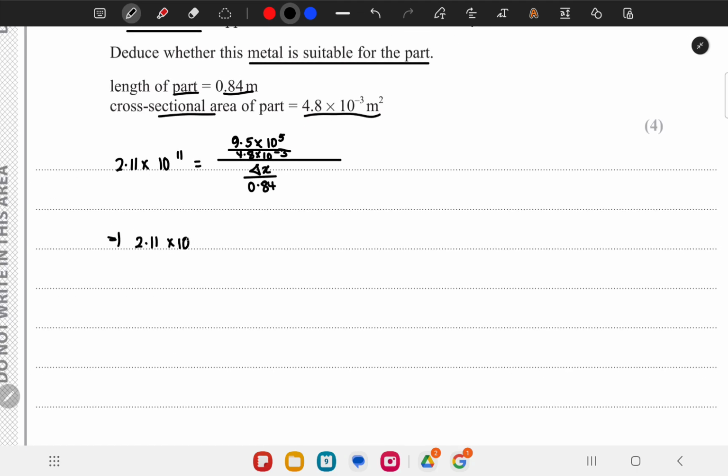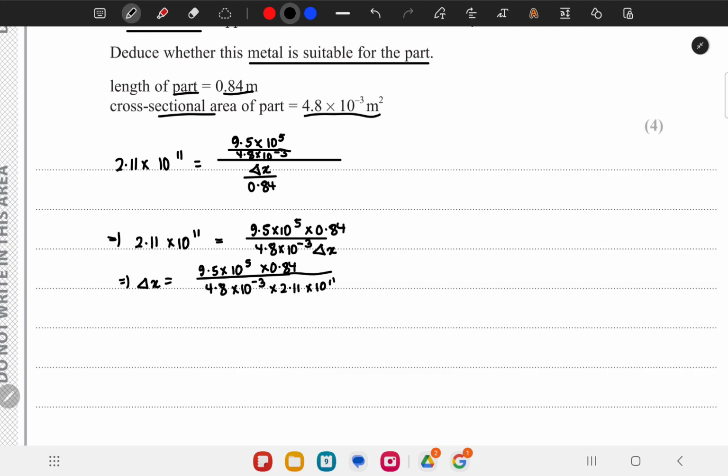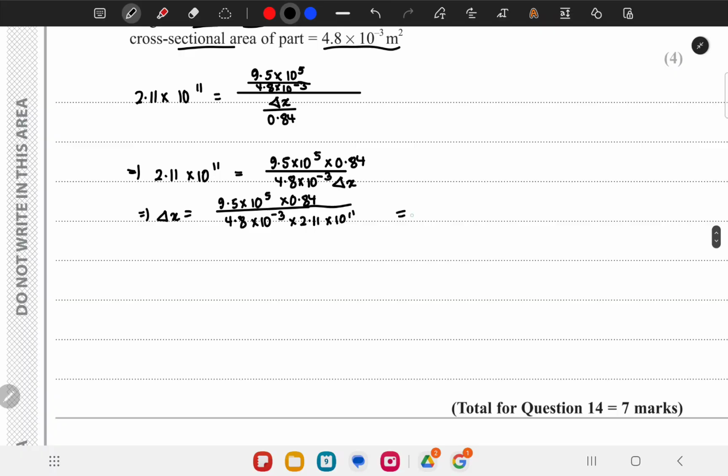We'll have 2.11 into 10 to the power 11, which is equal to 9.5 into 10 to the power 5 times 0.84 divided by 4.8 into 10 to the power minus 3 del x. So del x is 9.5 into 10 to the power 5 into 0.84 divided by 4.8 into 10 to the power minus 3 into 2.11 into 10 to the power 11. The extension comes out to be 7.88 into 10 to the power minus 4 meters.